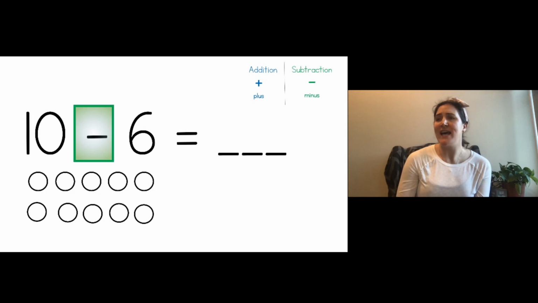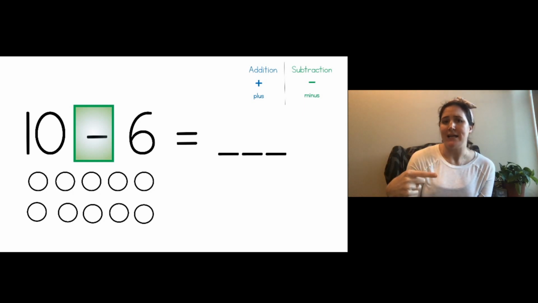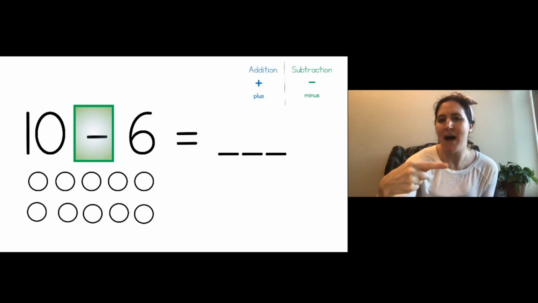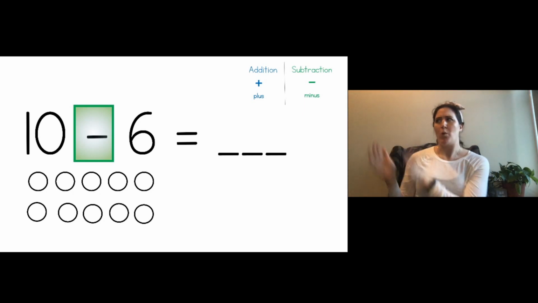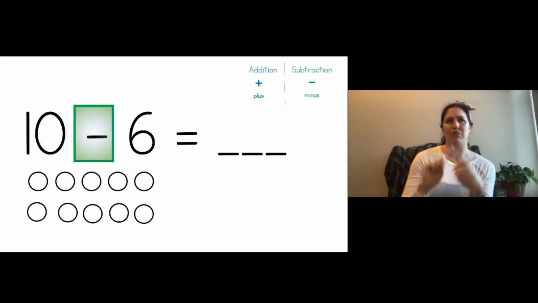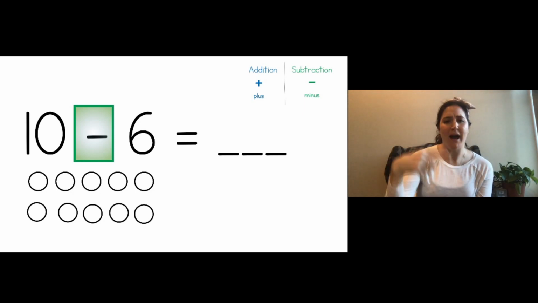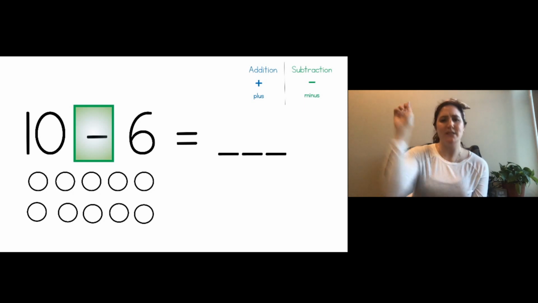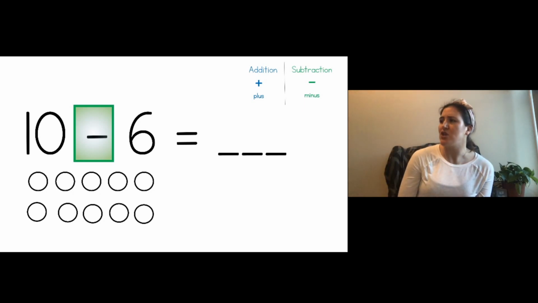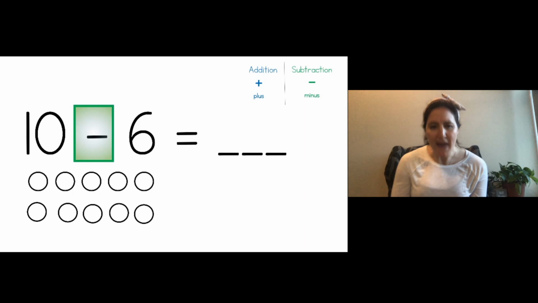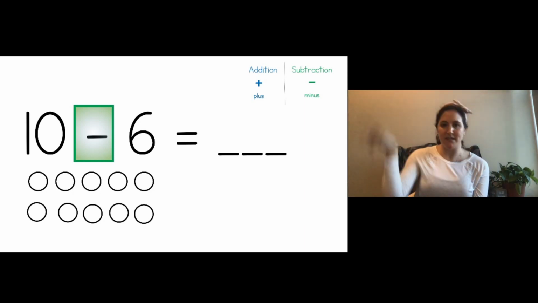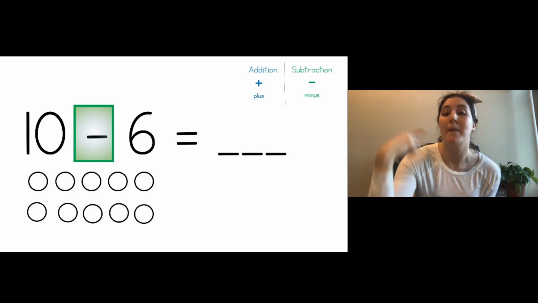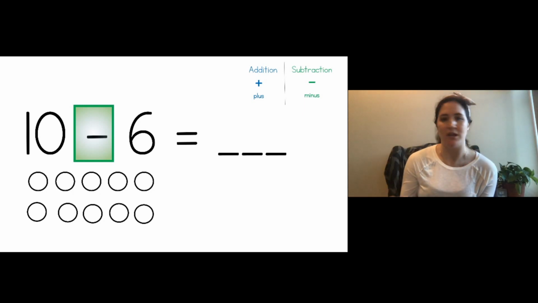And then it says minus, 10 minus. So if we see minus, are we drawing more circles or are we crossing some circles off? Yeah, if we see minus, that means we need to cross some circles off. How many circles do we cross off? Yeah, we're crossing off 6. So cross off 6 circles because we see the minus sign. We won't get tricked today.